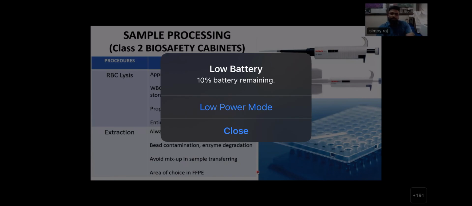After you have collected, transported and stored it properly, now comes the final step, sample processing. This is the final step, and if you get it right, then everything is fine. The first requirement is that you should have a class 2 biosafety cabinet with you, because you are dealing with biohazards here.